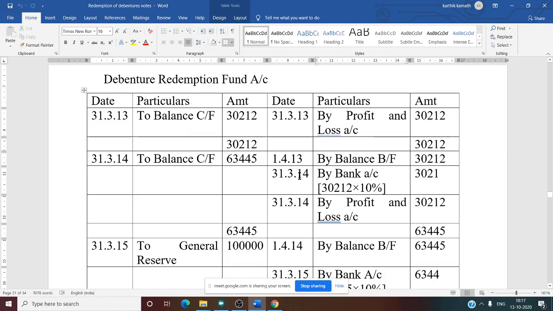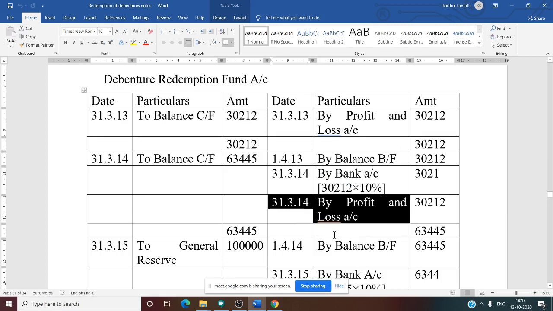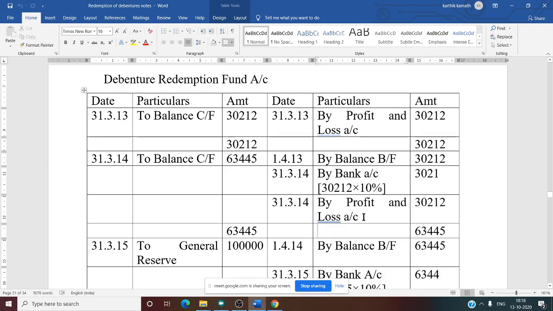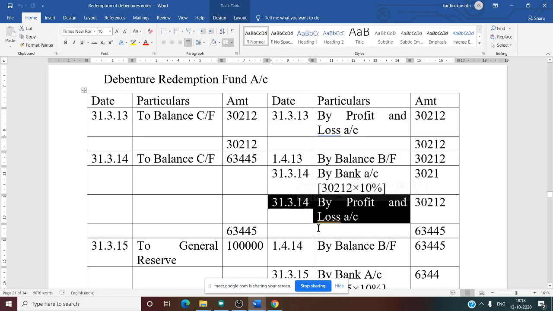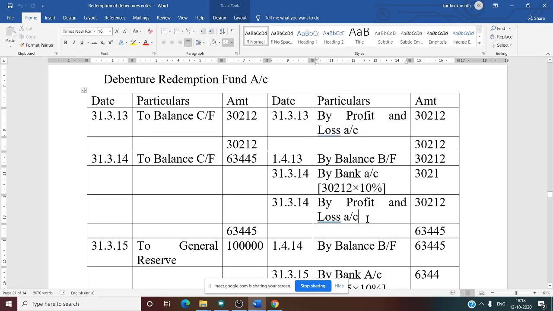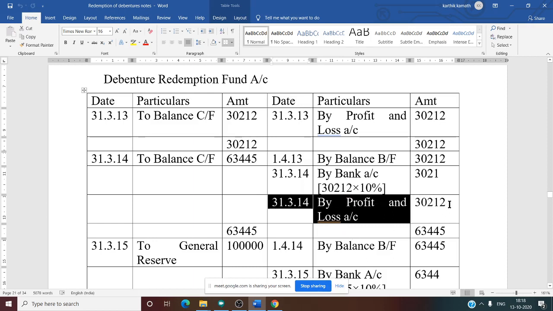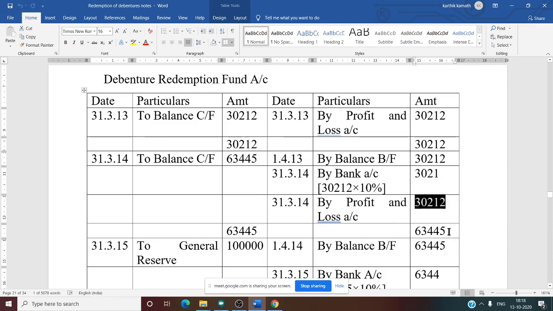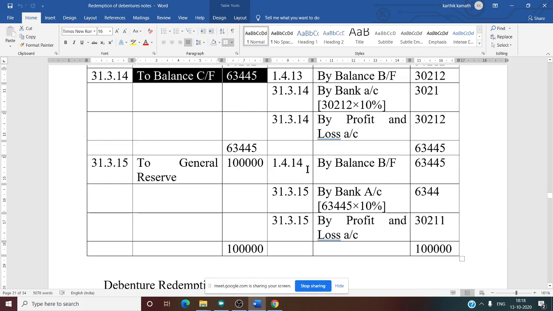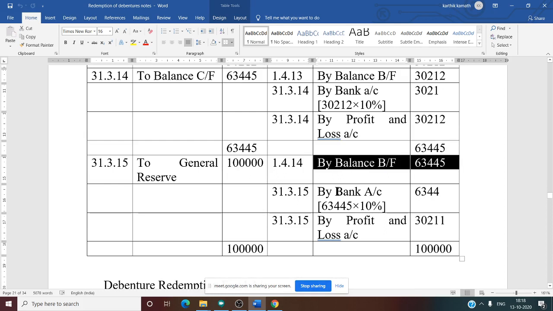The date is also important: 31/3/2014. Interest is received at the year end, and the profit and loss account also at the year end. We are keeping the amount aside. This entry is there every year by profit and loss account. See, the previous year also we had this entry, and this year also the same entry. Same amount, 30,212. So the total of the second year is 63,445. Close the second year. Now the last year entry. The opening balance of the last year will be the closing balance of the previous year.